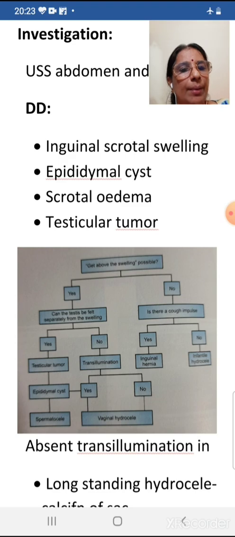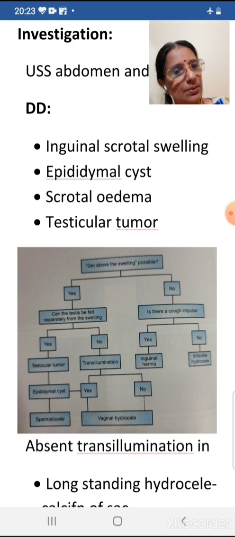If you cannot get above the swelling, that means it is a case of hernia. So that time you have to look for cough impulse. Cough impulse present, that means it is an inguinal hernia. No cough impulse, that means it is a case of infantile hydrocele. That is how you distinguish a scrotal swelling from an inguinoscrotal swelling.